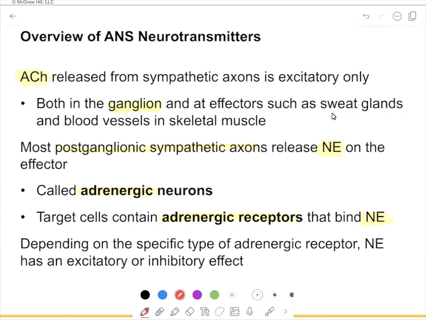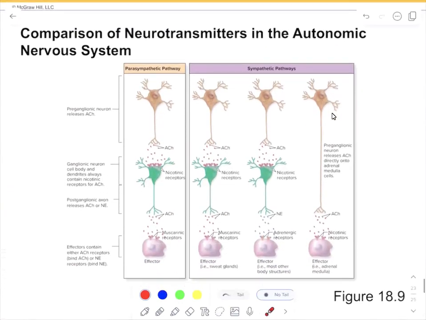Remember that the neurotransmitters are slightly different between the parasympathetic nervous system and the sympathetic nervous system. It's important for you to remember that the parasympathetic nervous system always uses acetylcholine. The sympathetic nervous system uses acetylcholine at the preganglionic neuron and norepinephrine at the postganglionic neuron. This diagram compares those differences.